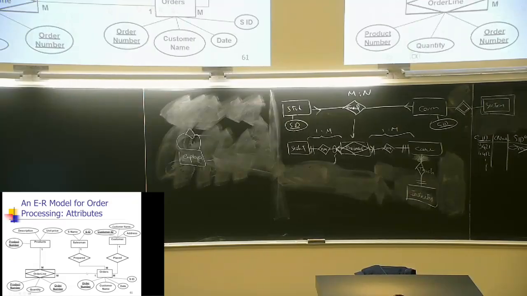So this is an example. Each customer can place many orders, but each order is placed by only one customer, right? So this is a one-to-many relationship.